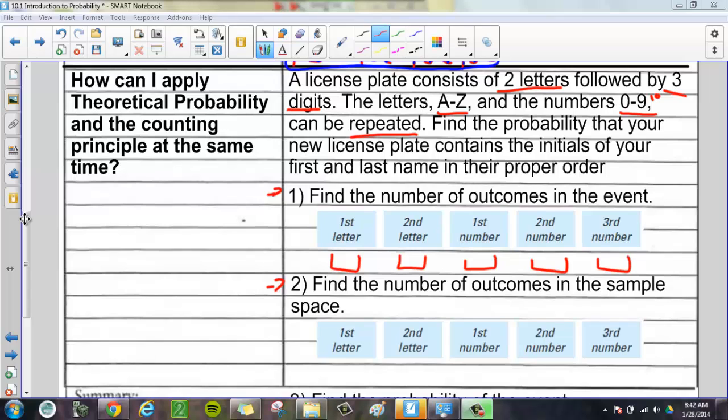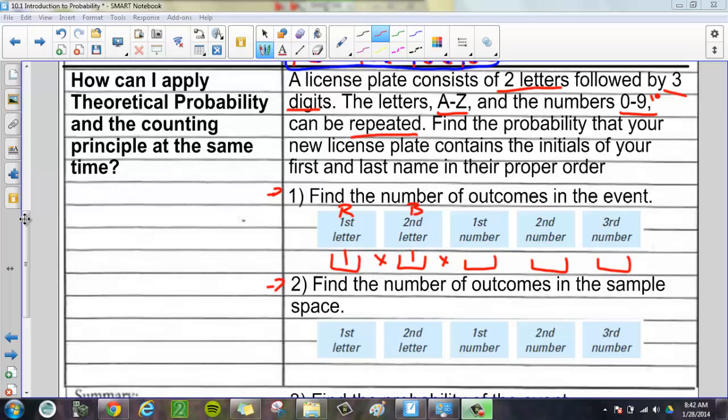My first letter of my name is Rob, so it's R. How many different ways can I do that? There's only one way. I have to choose R. So for my first bucket, it's going to have a 1 in it. And my second letter is B for Benson, and there's only one way to choose B. It's just choosing B. So again, there's a 1 there.